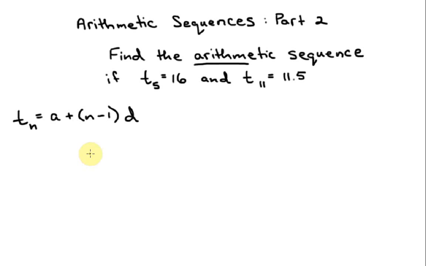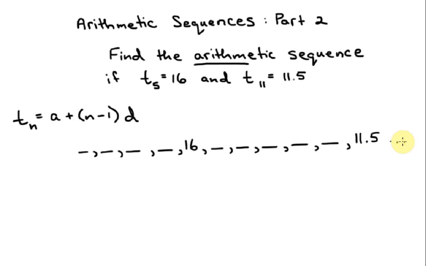So what I'm going to do is write down, well, I don't know term 1, 2, 3, or 4, but I do know term 5 has a value of 16. And then I don't know term 6, 7, 8, 9, or 10, but I do know that the 11th term is 11.5. And then after that, I don't really care. So here's a little sketch of what the sequence would look like, and I'm really after trying to figure out these first three terms.